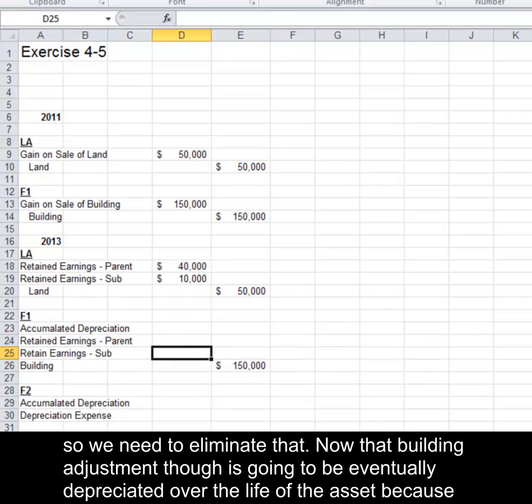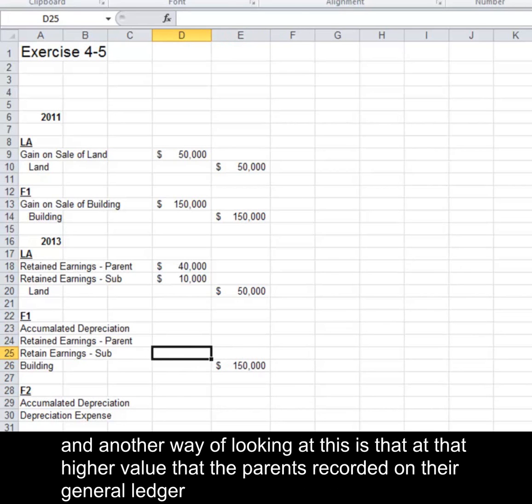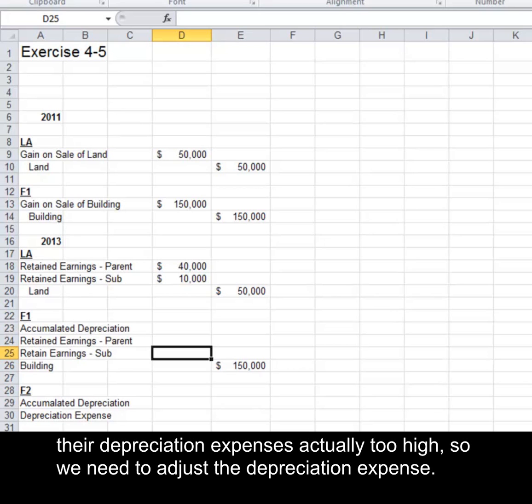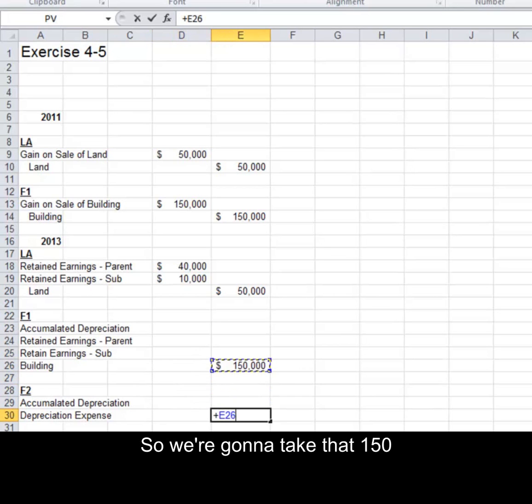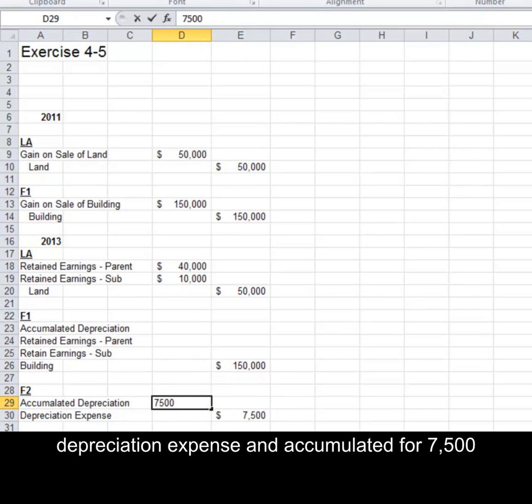Now that building adjustment though is going to be eventually depreciated over the life of the asset because it doesn't have indefinite value like land. And another way of looking at this is that at that higher value that the parent recorded on their general ledger, their depreciation expense is actually too high, so we need to adjust the depreciation expense. So we're going to take that $150,000 and depreciate it over the 20 years that's given in the book, and each year we're going to adjust depreciation expense and accumulate it for $7,500.